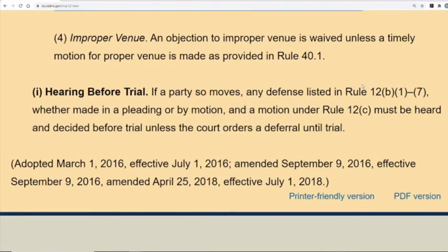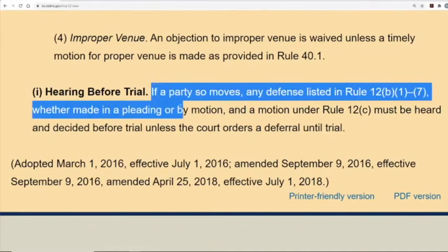So, yeah, when they start with their, well, he did this, and he didn't follow the process. He didn't follow the rules, and he's just a mechanic. So I want you to pay attention to this right here, folks. Hearing before trial, if a party so moves, any defense listed in Rule 12(b)(1) through (7), whether made in a pleading or by motion, and a motion under Rule 12(c) must be heard and decided before trial unless the court orders a deferral until trial.